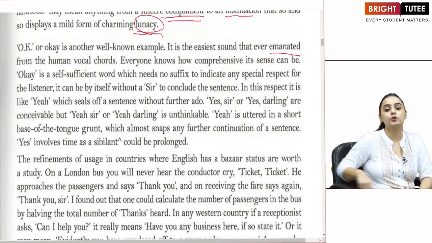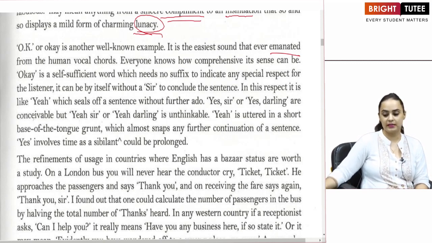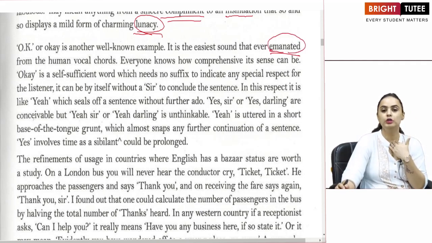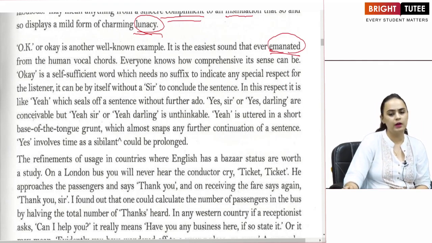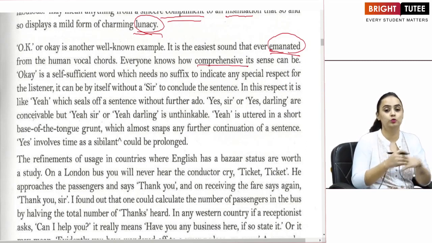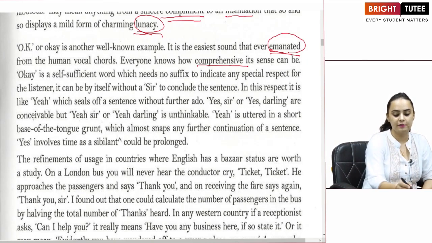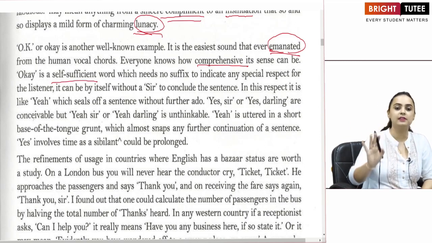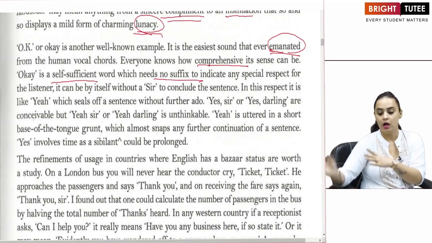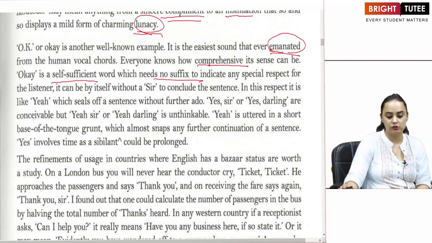So, he says that okay, or OK, is another example. It is the easiest sound that was ever spoken out of the human vocal cords. Everyone knows how comprehensive its sense can be. Comprehensive means that the word okay can be used in multiple forms, in multiple respects. Okay is a self-sufficient word. You do not need to add any suffix, anything after this word. You do not need to add anything before this word to indicate any special respect for the listener.